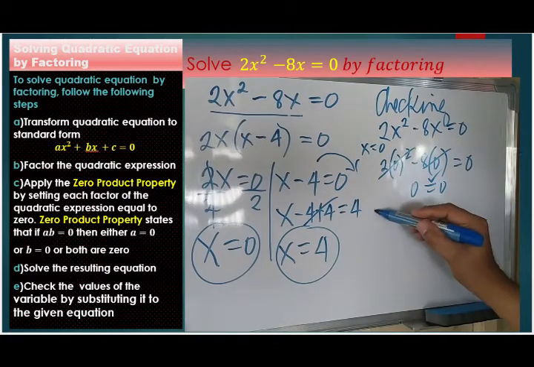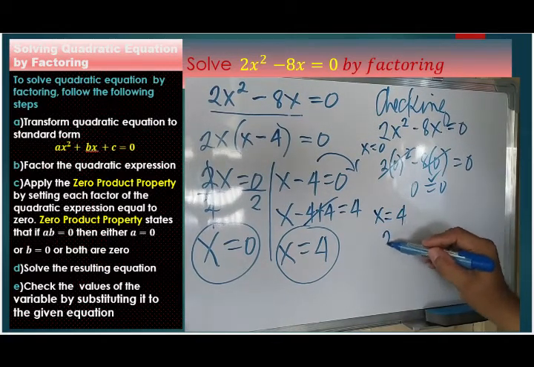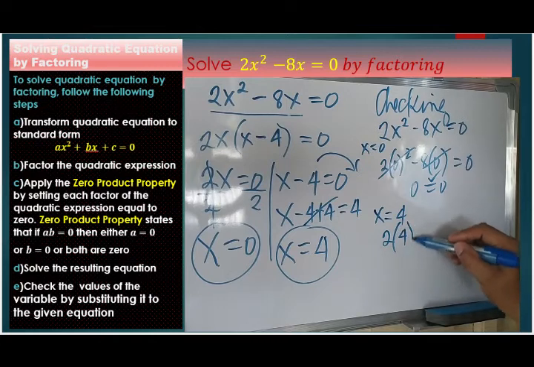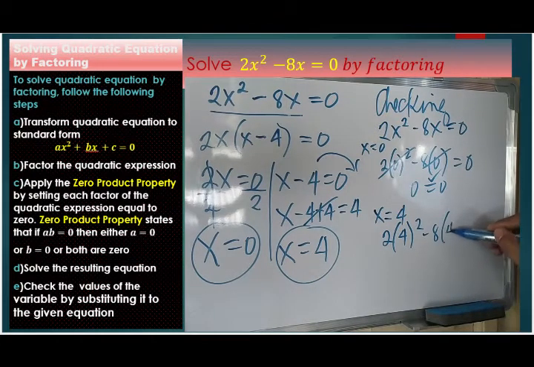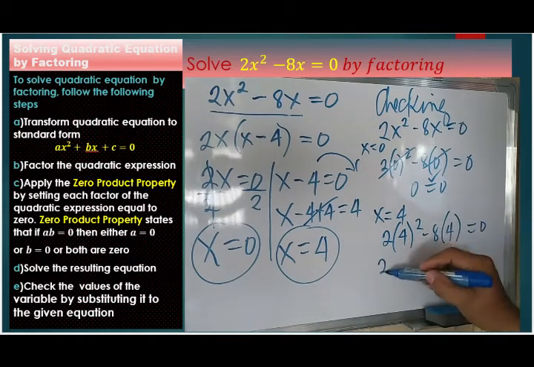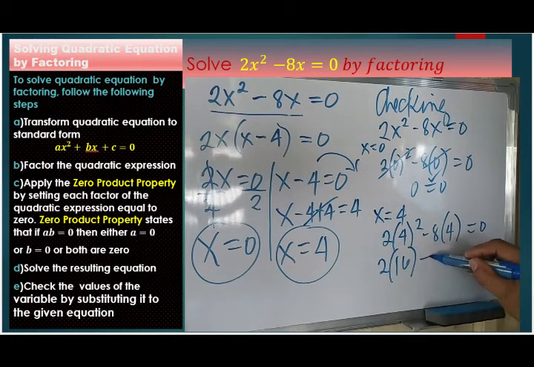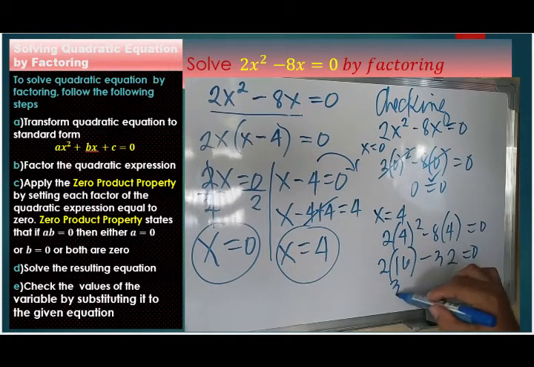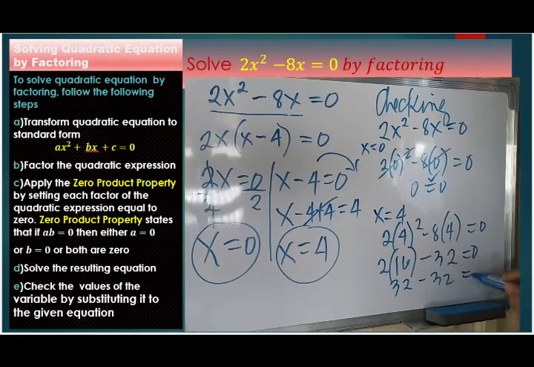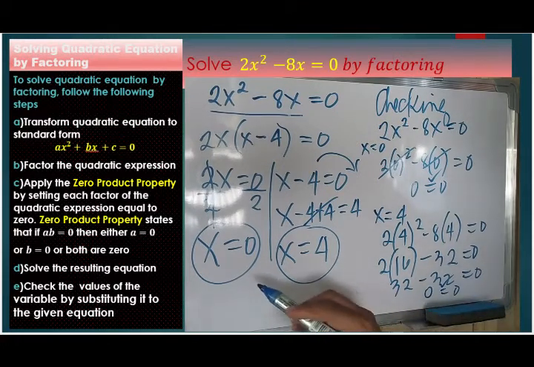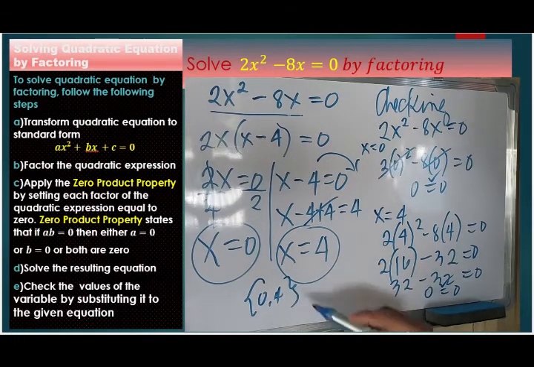Another one, what about if x is equal to 4? So you say 2 times 4 squared minus 8 times 4 is equal to 0. So 2 times 16 minus 8 times 4 is 32 minus 32 is equal to 0. 32 minus 32 is 0 is equal to 0. It means to say that the solutions 0 and 4 are correct.